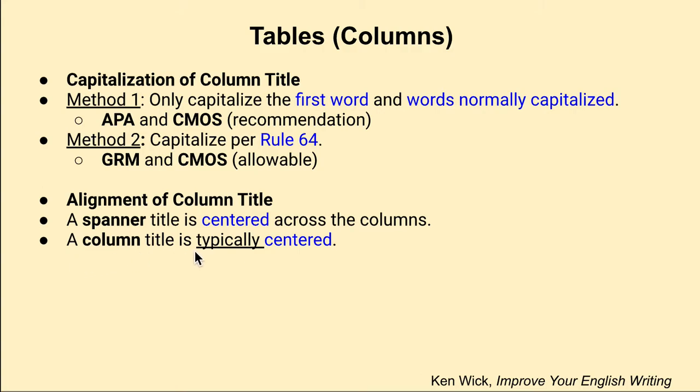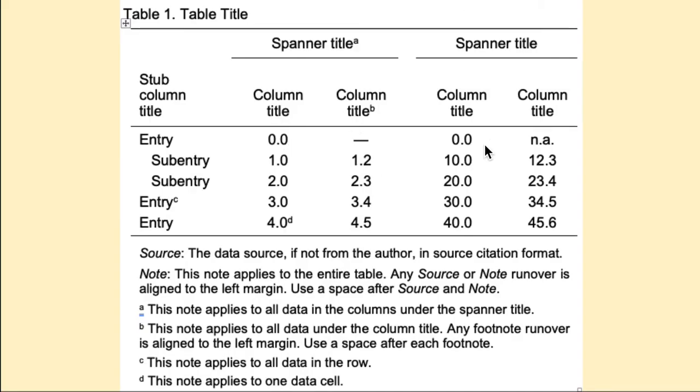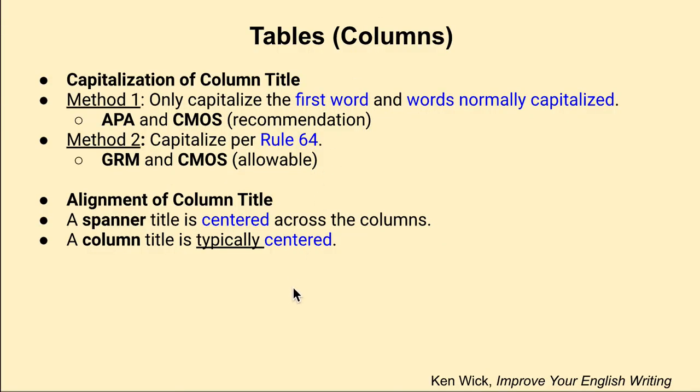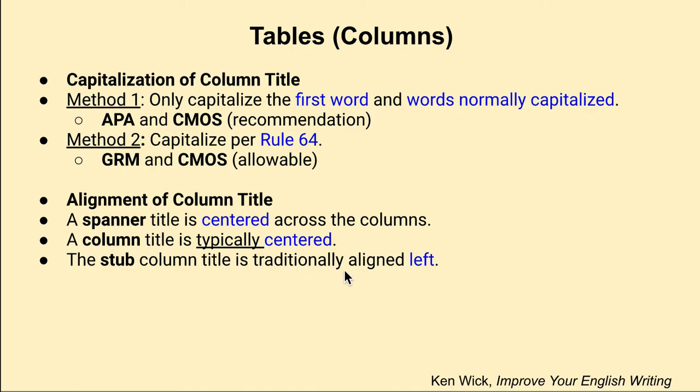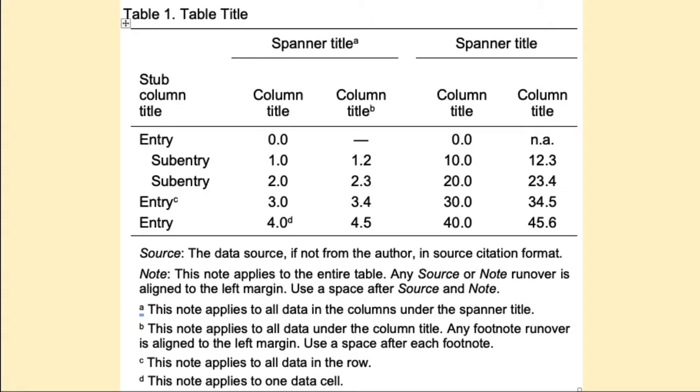A column title is typically centered, not always centered, but it's typically centered. So like in this example, all these column titles are centered. They don't need to be centered, but they are typically centered. And the stub column is traditionally aligned to the left. So here you can see how this is aligned to the left.